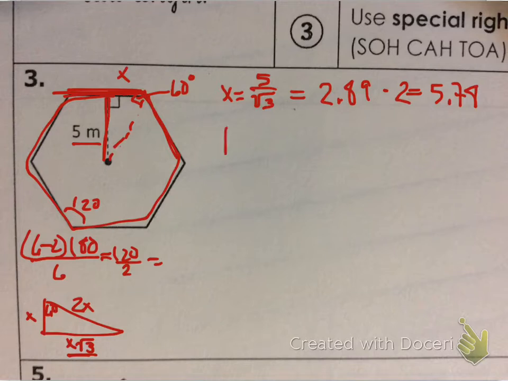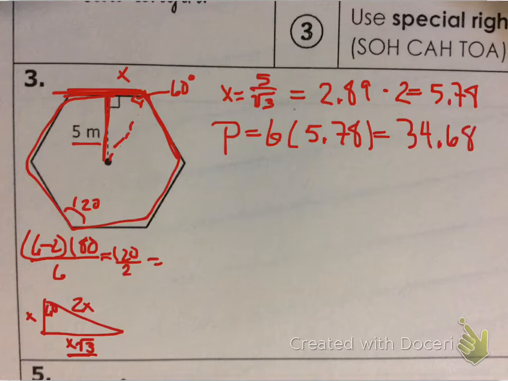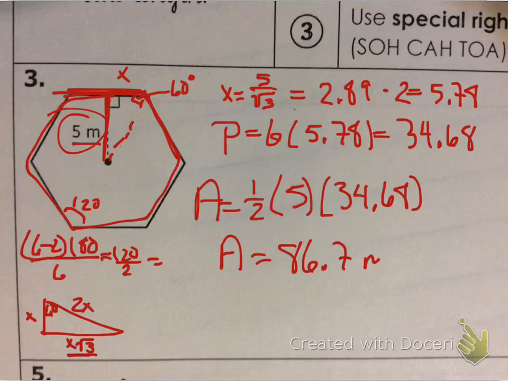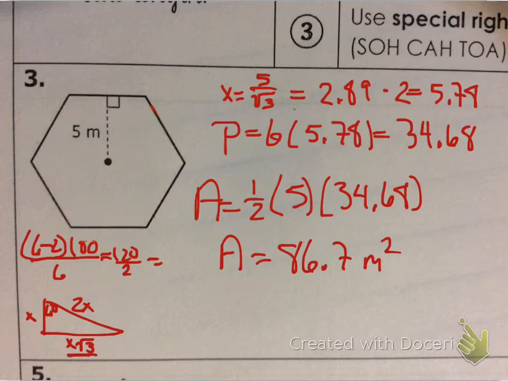Okay? So if you say the perimeter then is 6 times that 5.78, that would be about 34.68. And then you could say the area is equal to 1/2 times 5, that's the apothem, times the 34.68. And that would give you an area of 86.7 square meters. Okay? So again, keep in mind that in this case, it's very important to make sure you note what you have.